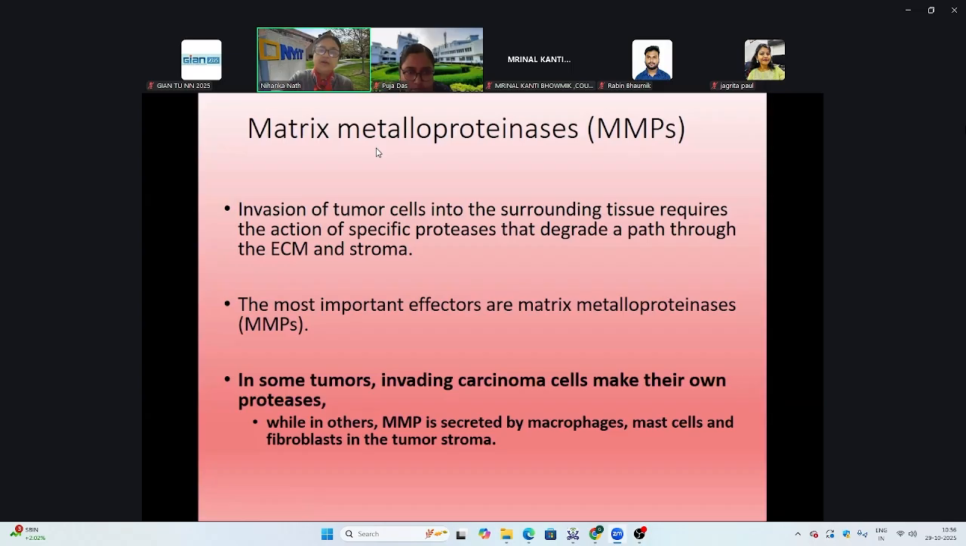I'm going to go a little faster on some of these, which are not so much morphology based and don't involve much cytology right now. Some places will go fast and some places will go slow. So the next one is matrix metalloproteinases, MMPs.